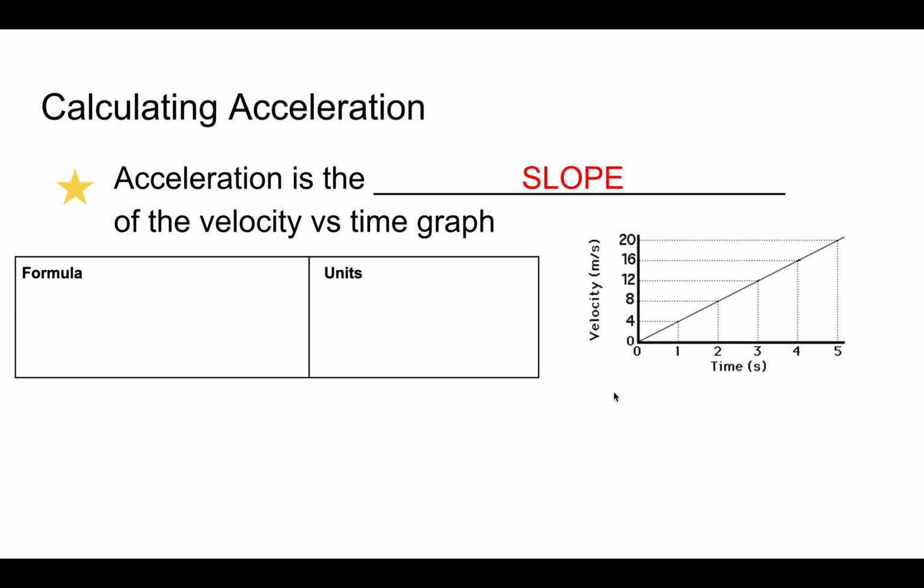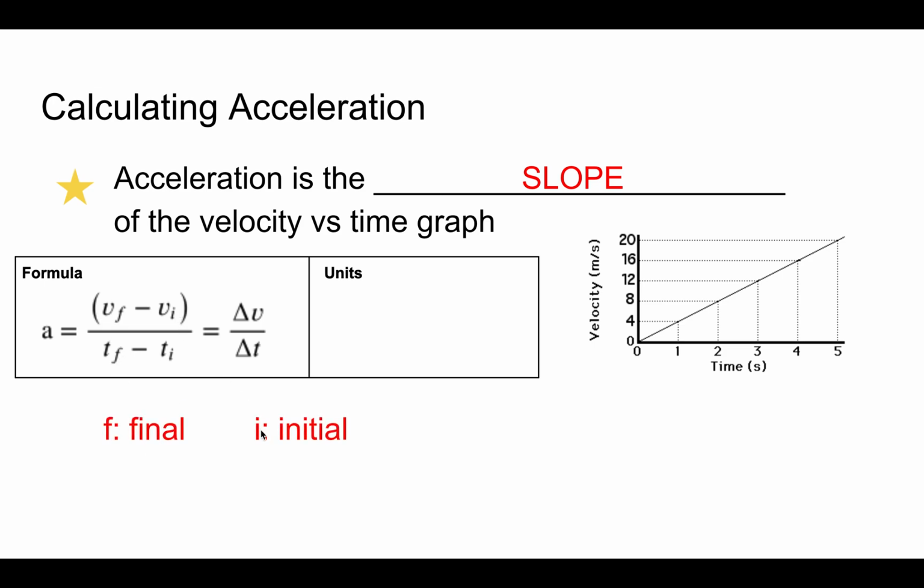And in fact, our acceleration equation comes from our slope equation. I'm hoping you recognize that if I look at what's going on top here, the F stands for final and the I stands for initial. It's just like in a math class where you do y2 minus y1 on the top. In physics, we do final and initial, but it's the same idea. V is our y value, and time is our x value. So it's y2 minus y1 over x2 minus x1, just like in math, except we give it physics names.